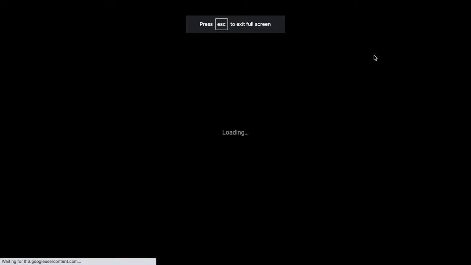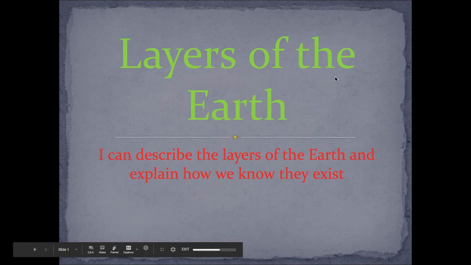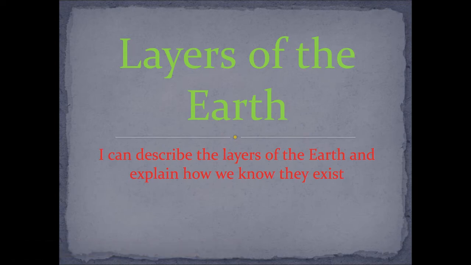With your notes today, this is the second day of our third unit. Today is September 17th, I do believe. Yes, it is September 17th. And today we are looking at layers of the Earth.